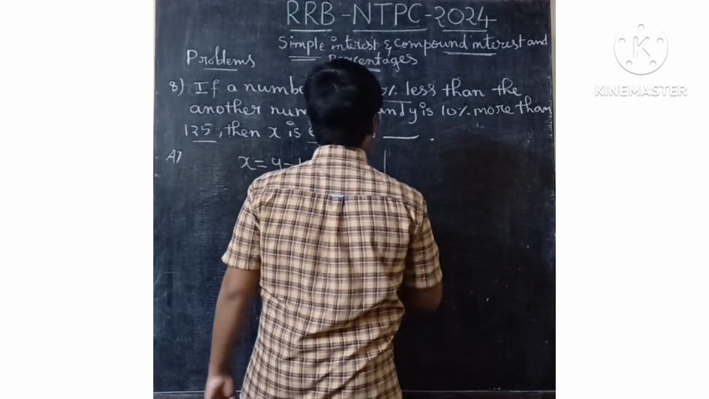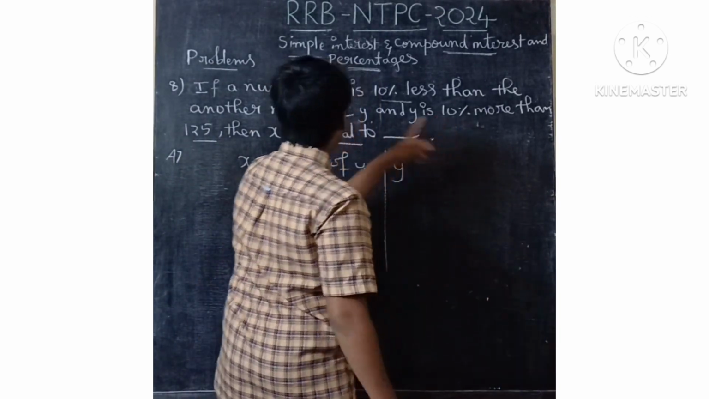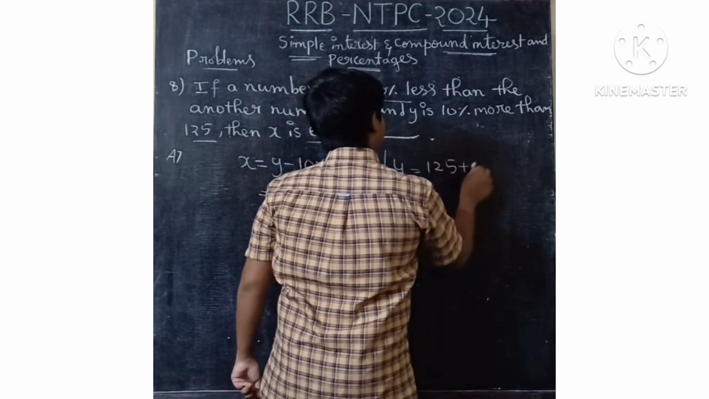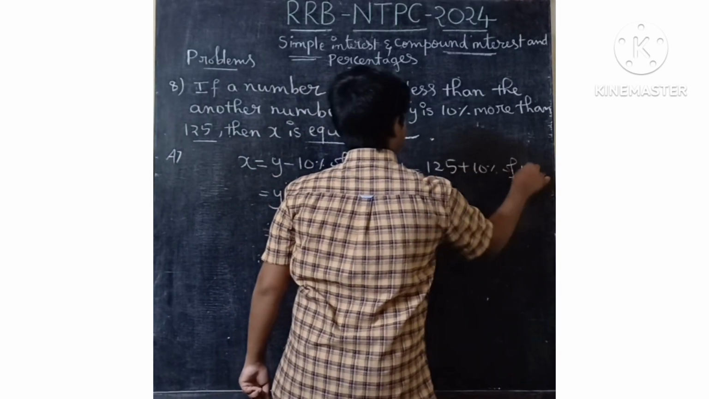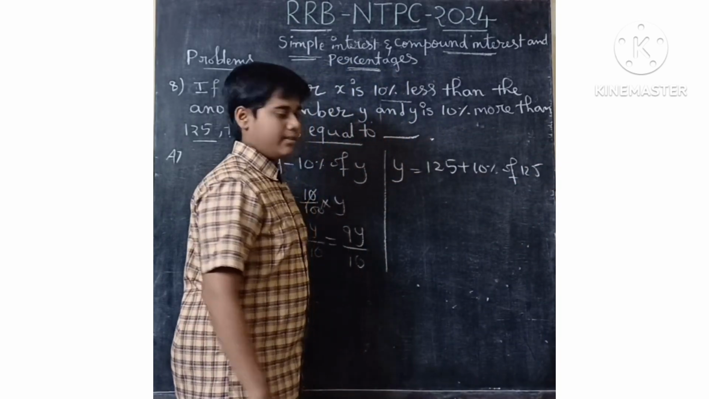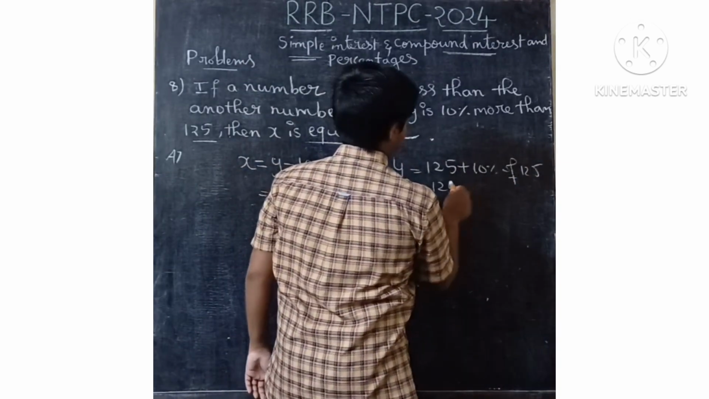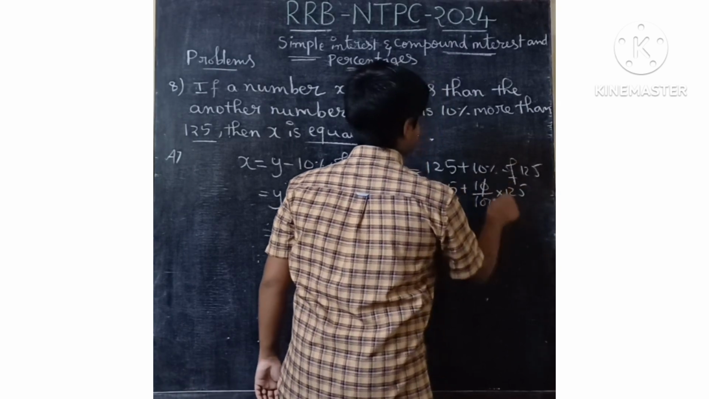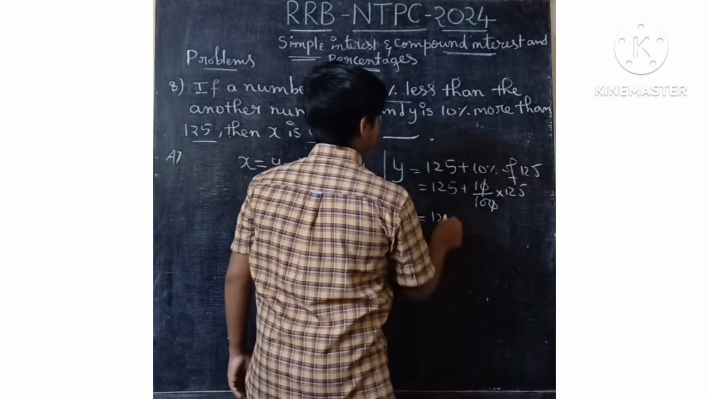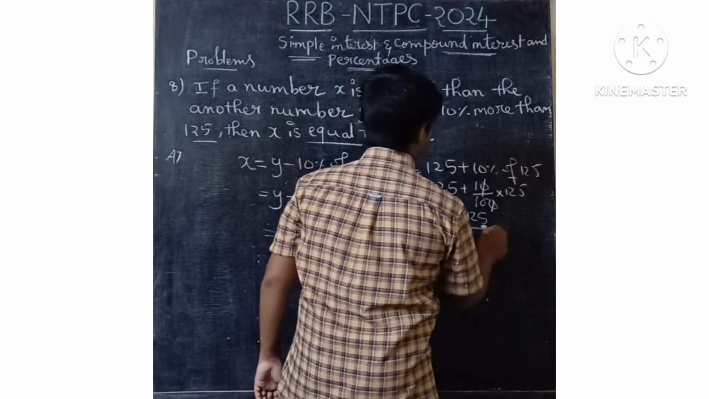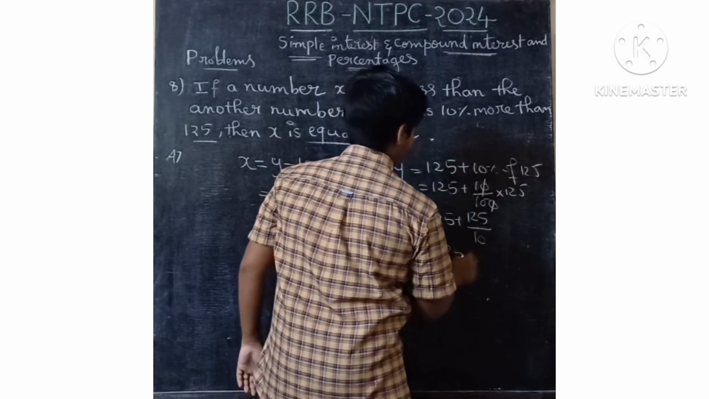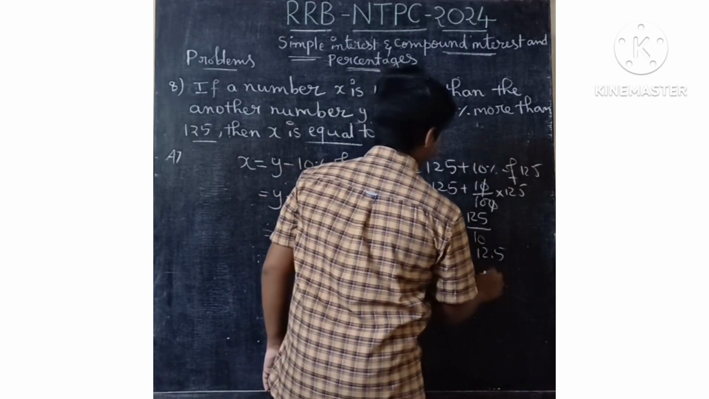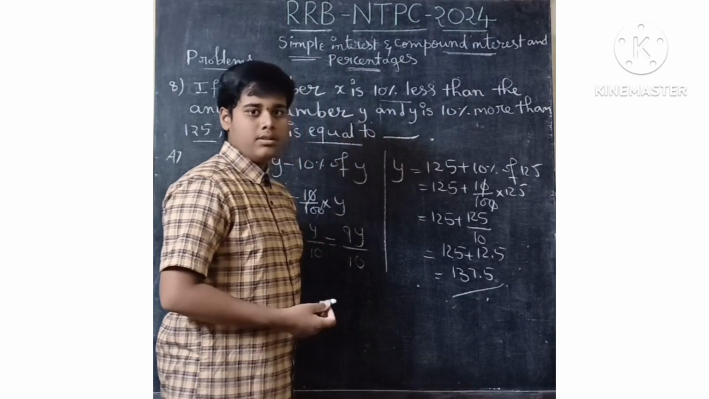And if we say the y value, y is 10% more than 125, which means 125 plus 10% of 125. So 125 plus 10% means 10 by 100 into 125. So 0 gets cancelled. So 125 plus 125 by 10, which is equal to 125 plus 12.5, which is equal to 137.5. So this is the y value.